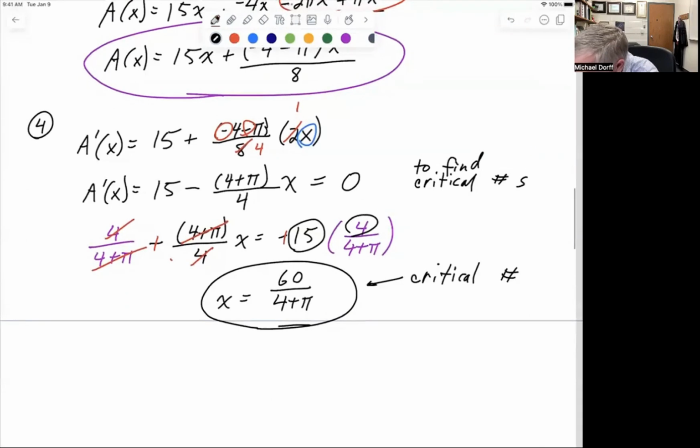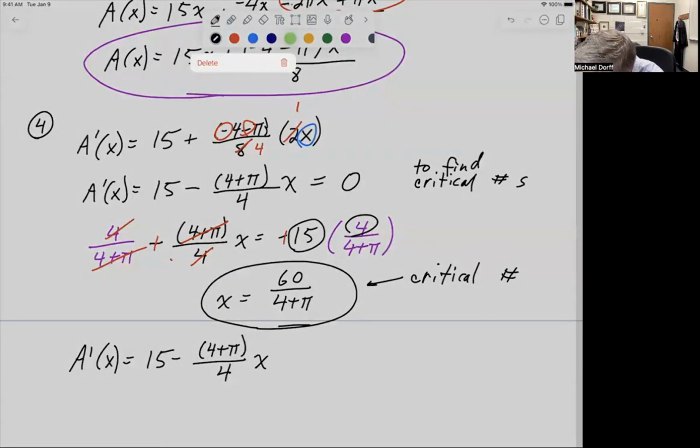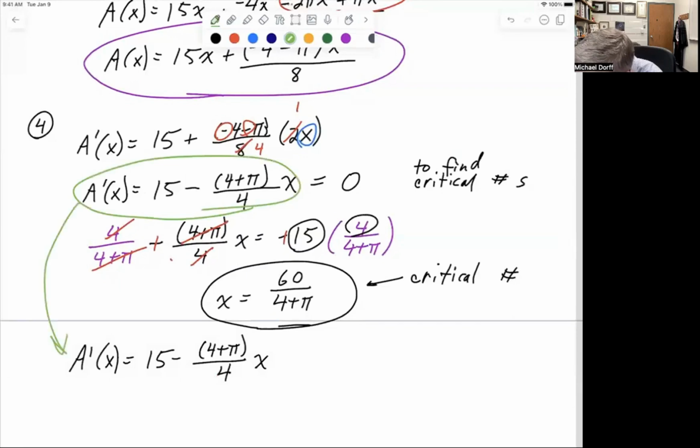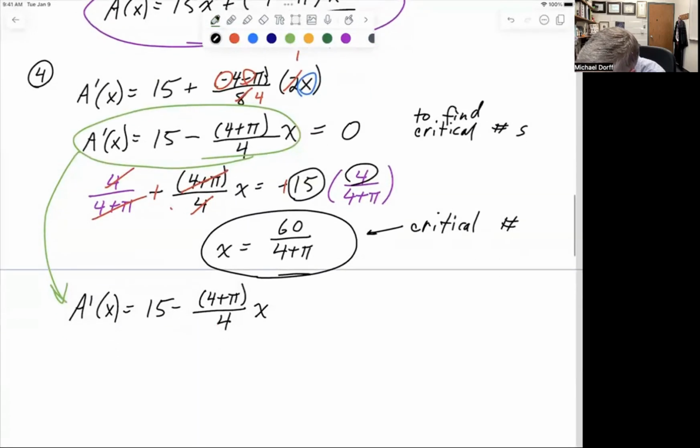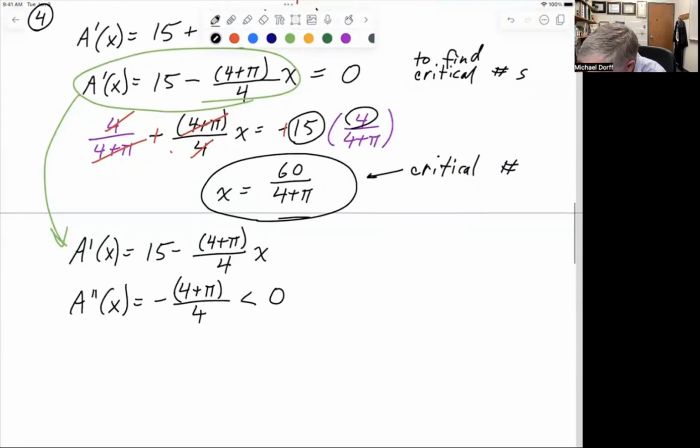And so now I need to check the second derivative. Let me go back one. Remember, the first derivative was 15 minus (4 plus pi) over 4 times x. We got that from right here, and we're just bringing that down here. To find the second derivative, I take the derivative of that. So the second derivative is going to equal minus (4 plus pi) over 4. And that's always going to be a negative number, no matter what I put in for the critical number. In particular, I could put in 60 over (4 plus pi), and I'm still going to get this negative (4 plus pi) over 4, which is less than 0.